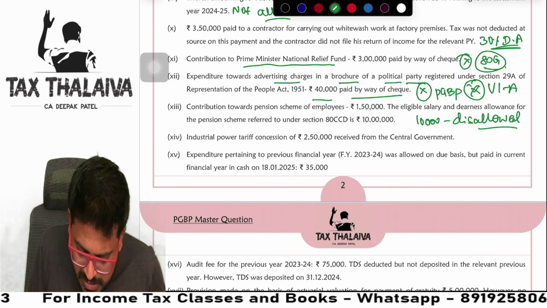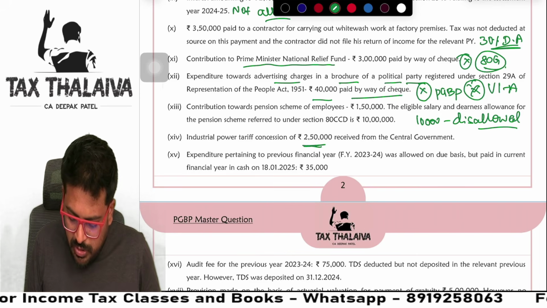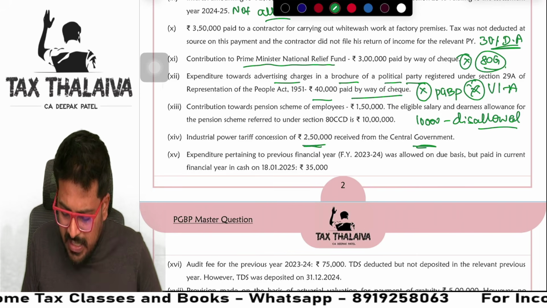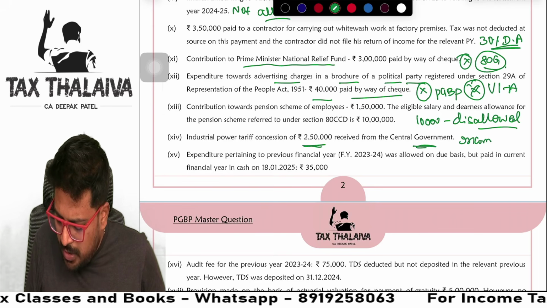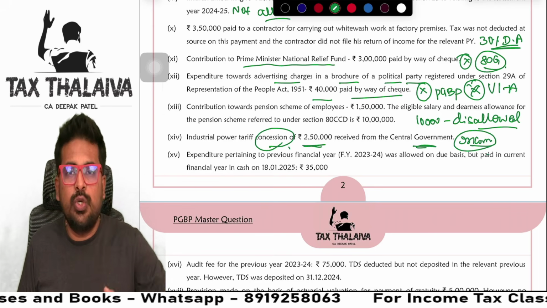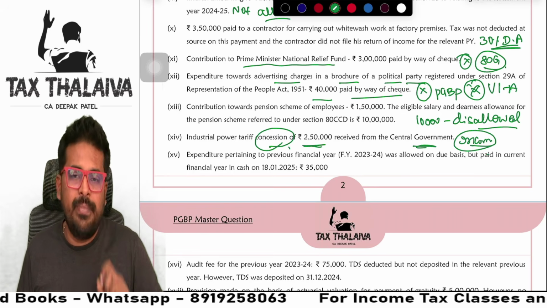Next, industrial power tariff concession of 2,50,000 received from central government. This is an income, because the concession is in relation to the business, guys. So this is a business income.